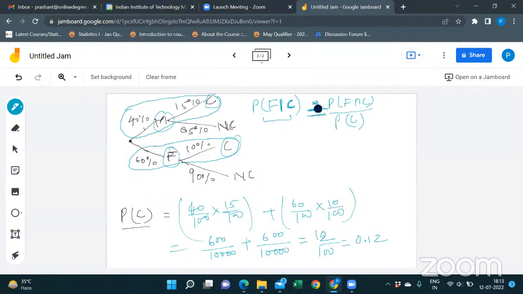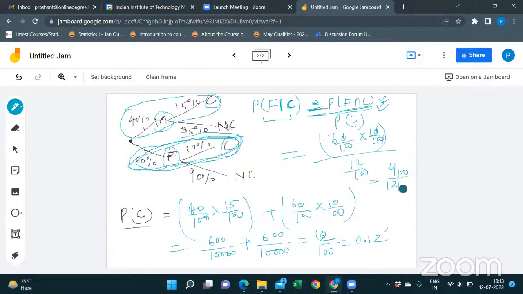Is it clear for everyone? Yes, sir. Okay. So how can you find this quantity? These things come from this branch. That means 60 divided by 100 into 10 divided by 100, and you know the probability of cancer is 12 by 100. So here I will get 6 by 100 divided by 12 by 100, which is 6 by 12, which will be 0.50.